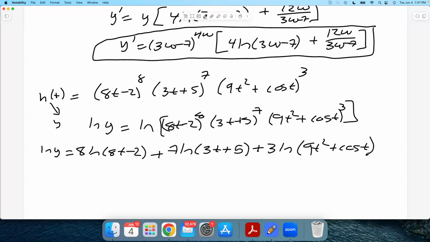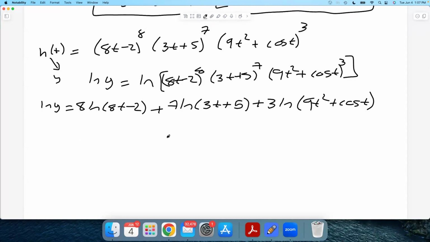That's just rules of logs. I haven't done any calculus yet. There's no calculus yet. Now I start doing calculus. Take the derivative with respect to t of both sides. Derivative of natural log of anything is 1 over that thing times the derivative of the inside. So we get y prime over y.